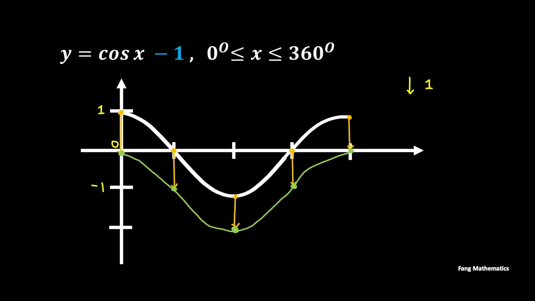And always remember, when you are performing shifting, you are always to draw the untransformed function y is equal to cos x. Then we are to use the coordinates of the parent function to determine the transformed function.